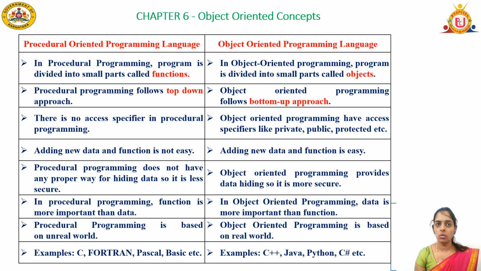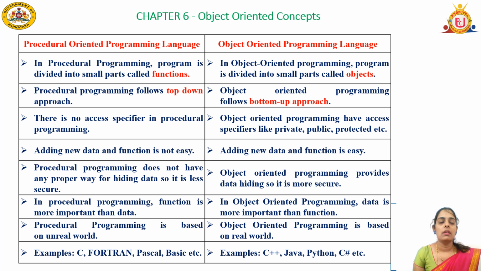Whereas in object-oriented programming, the program is divided into smaller parts which are called objects. In OOP, everything revolves around the object. Next, procedural programming follows the top-down approach, whereas OOP follows the bottom-up approach. Top-down means large programs are divided into smaller programs, whereas in bottom-up, each component has a detailed analysis and later they are linked together to form a complete system.